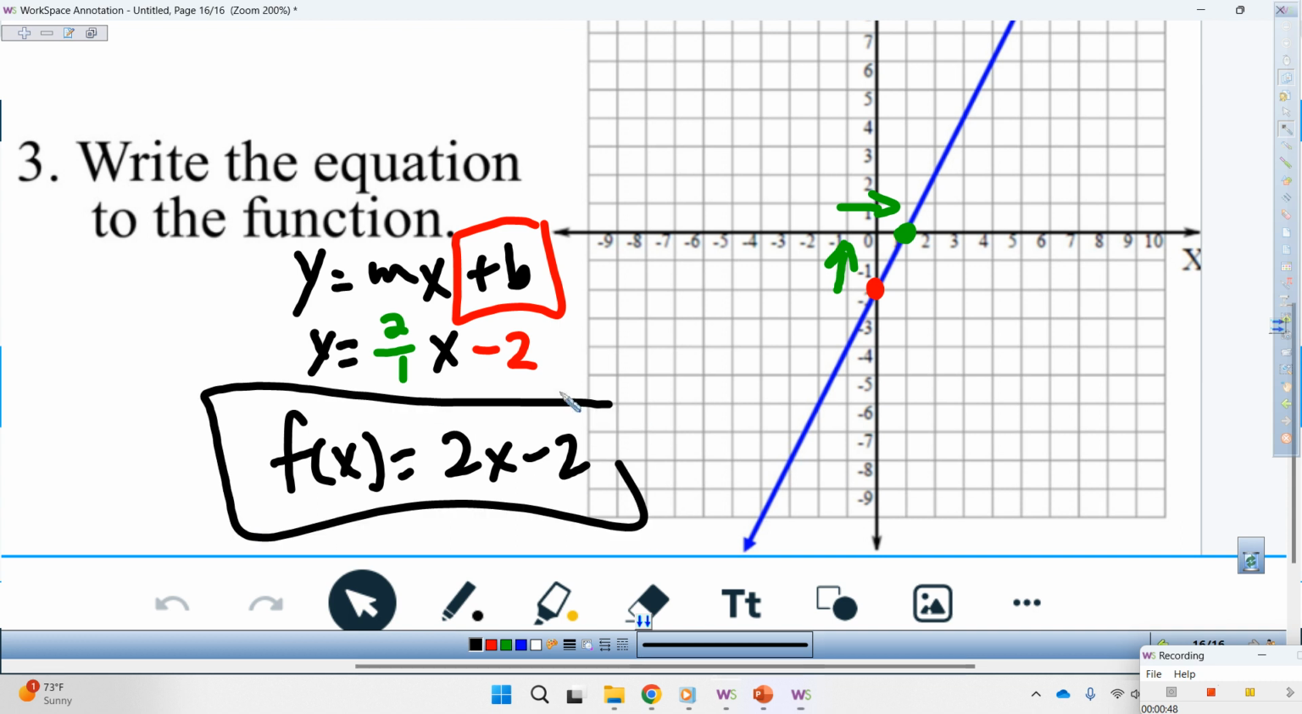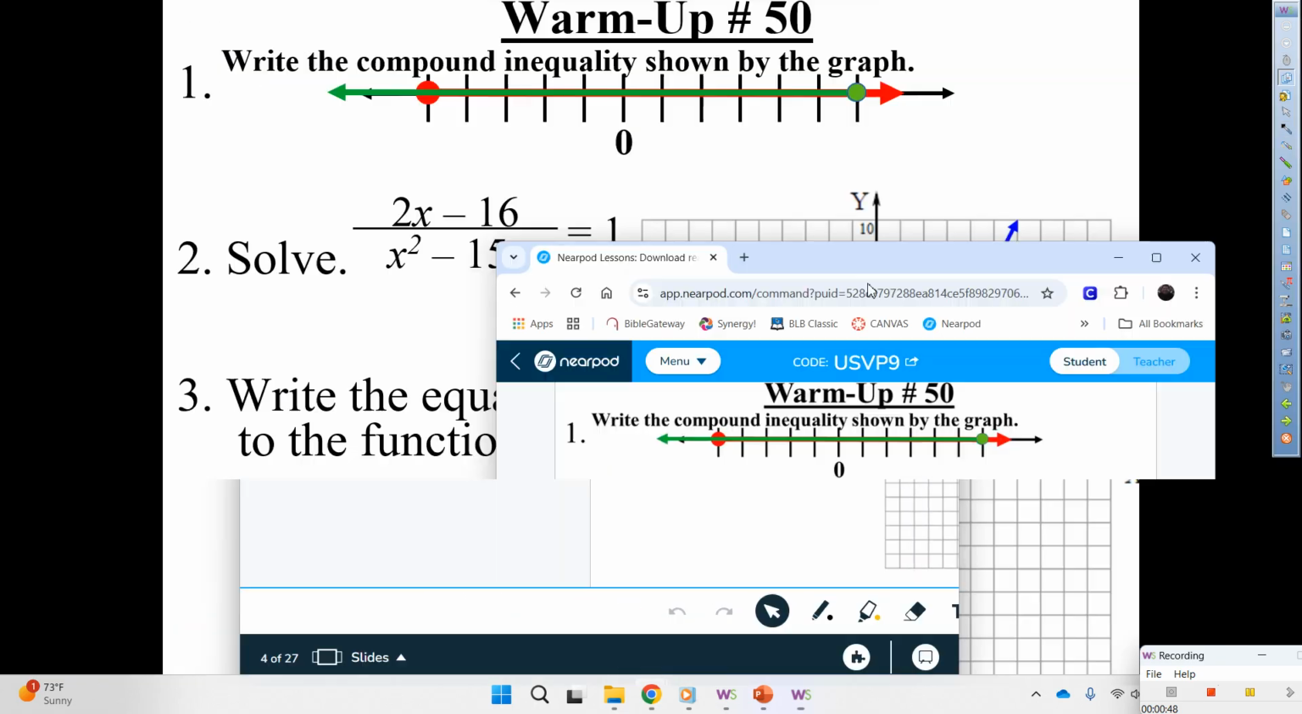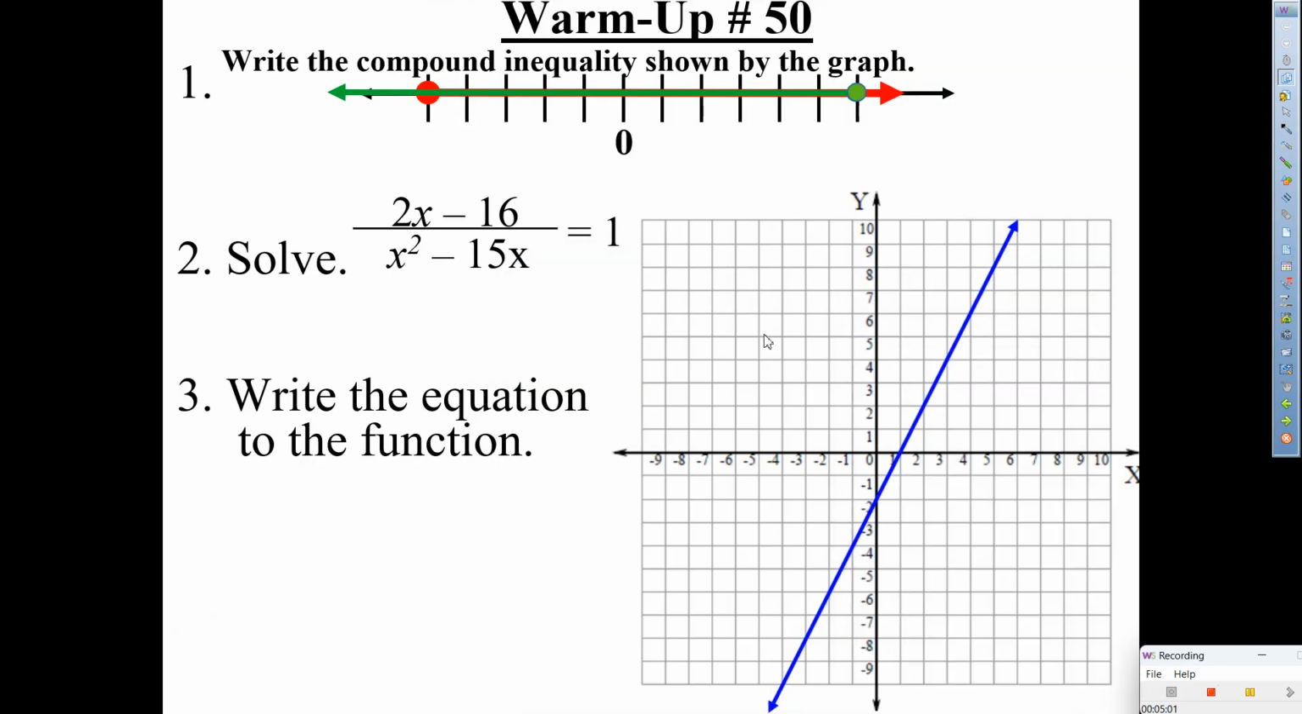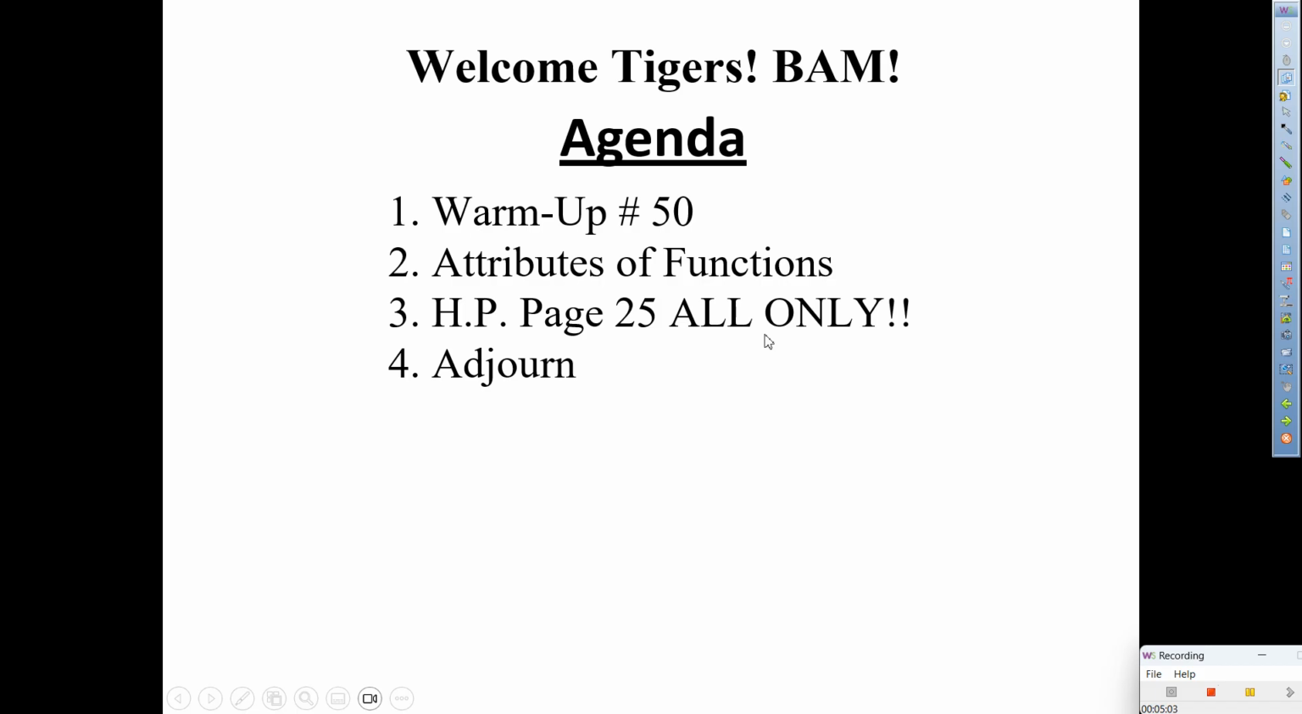Hands, if you got that by yourself, very good. Yeah, we should be experts at this. Send that in, please. Copy the agenda, warm-up number 50, attributes of functions, and tonight's home plate, page 25, all only.